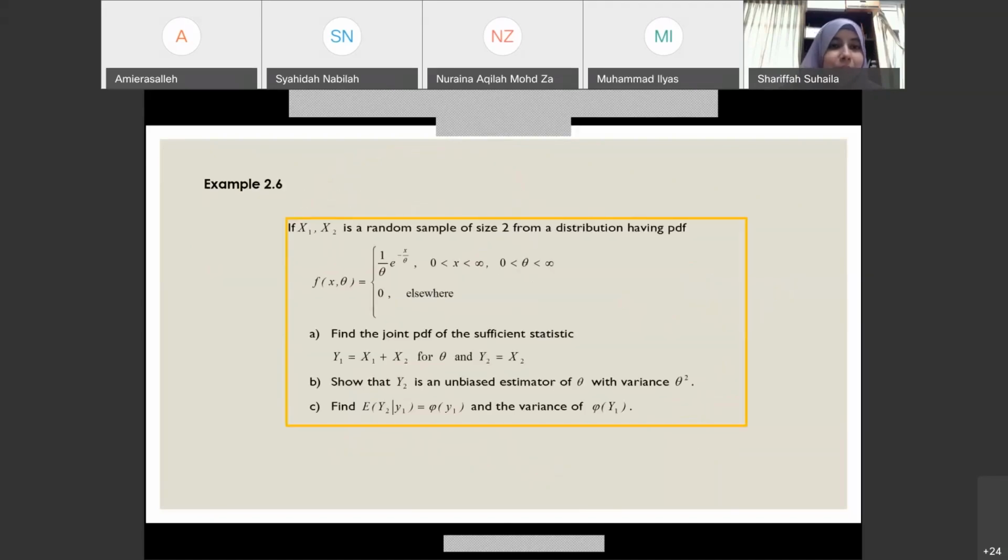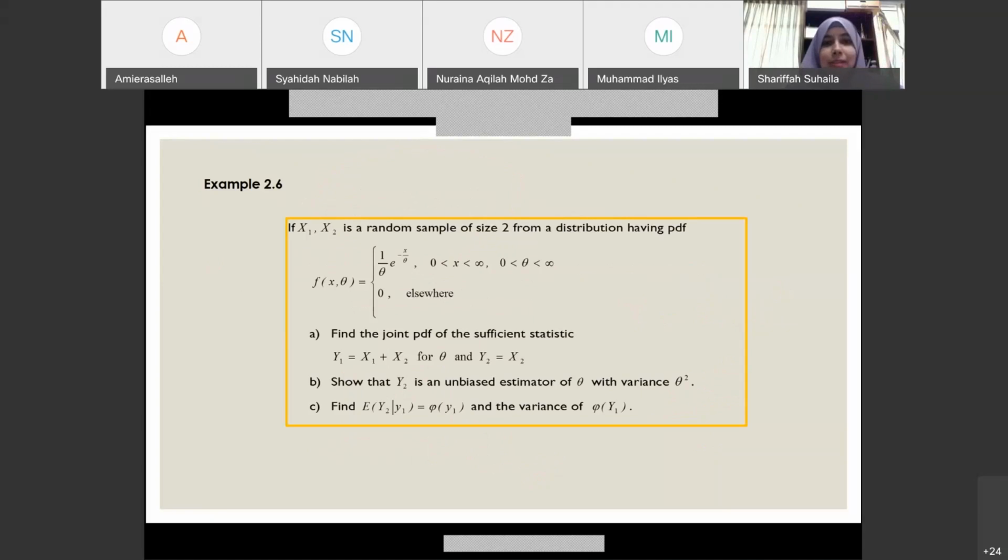Okay. Ini baru example yang baru. Okay, so this one example 2.6 eh. Okay, ini saya just dalam nota kamu, dalam nota tu ke nombor dia. Okay, exercise 2.9 ikut saya tukar kat situ.